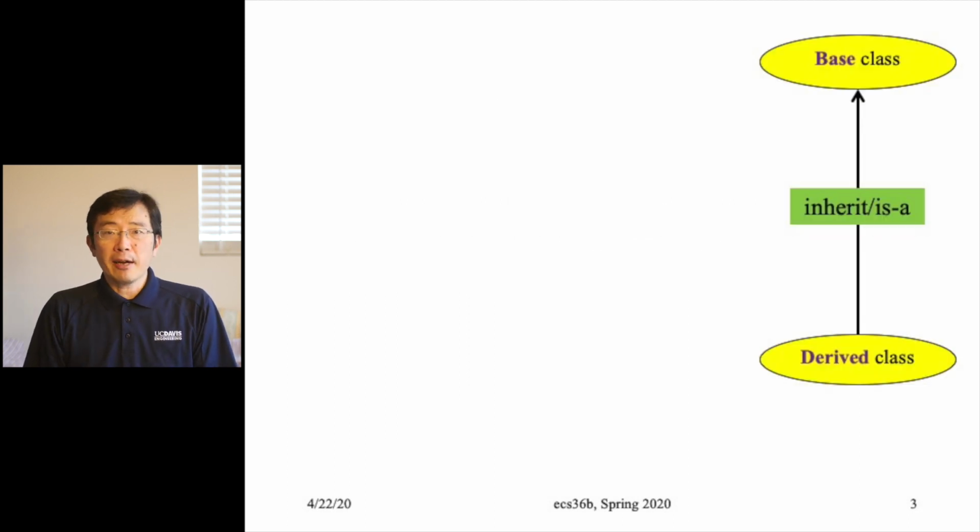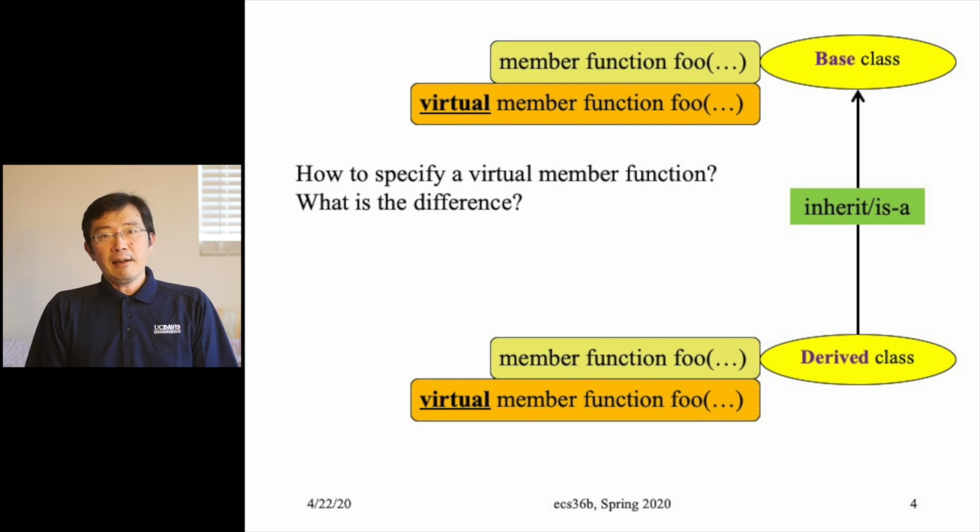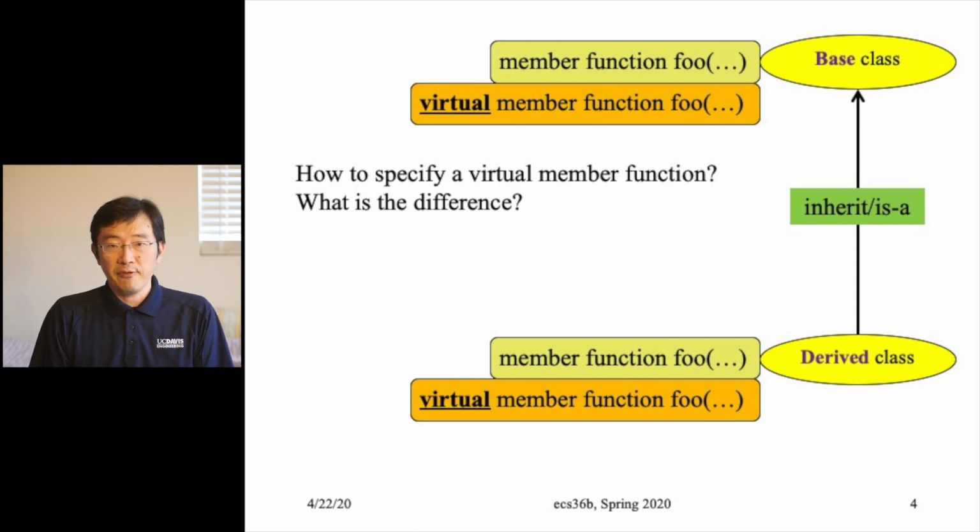So we talked about inheritance. Inheritance, basically, you have a base class, and it implements a concept called is-a relationship. So a derived class is a base class. That's the relationship between those two. Then we can have a member function for each of the classes, and maybe you have member functions with the same name. Like in this case, I have a member function foo in the base class, and I also have a member function foo in the derived class as well.